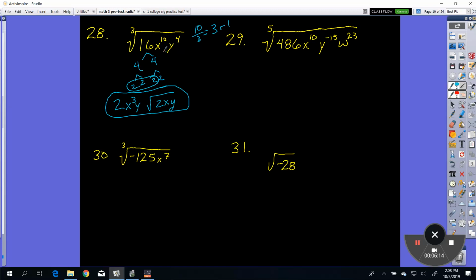So the other way to write it is if I did x to the 10th, I could write it as x times x times x times x times x times x times x times x. So there's one group, 2 groups, 3 groups. Each group comes out, and there's 1 left over.